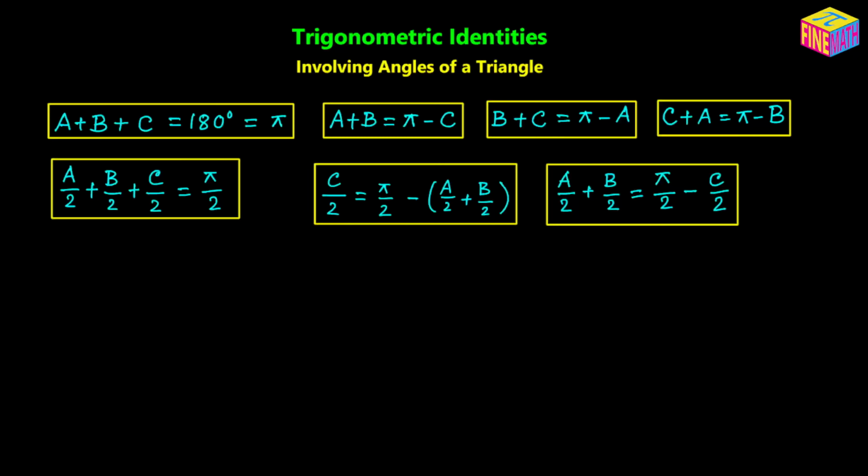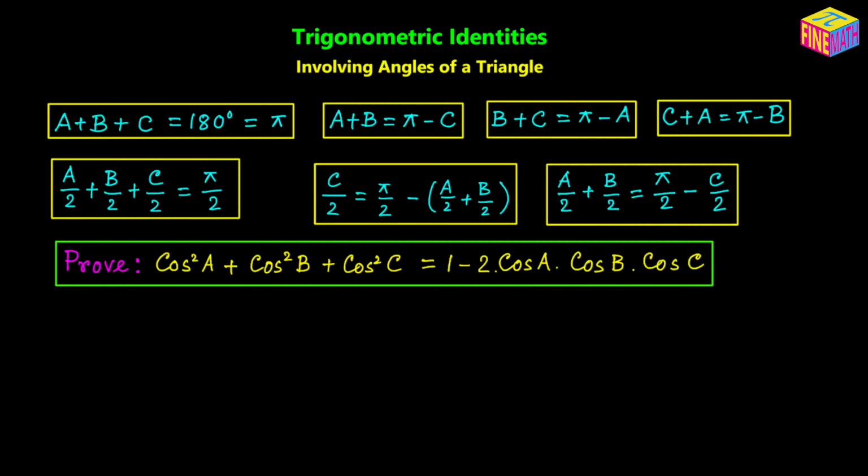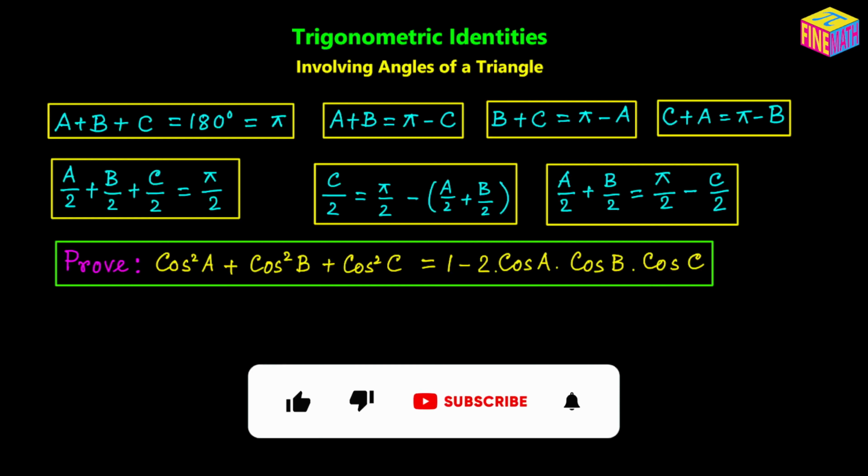Hi everyone, this is the last video on the conditional identities, and in this video we are going to prove one last conditional identity which kind of looks like this. Cosine square of A plus cosine square of B plus cosine square of C is equal to 1 minus 2 times cosine of A times cosine of B times cosine of C. We have to prove that the left hand side and the right hand side are equal.